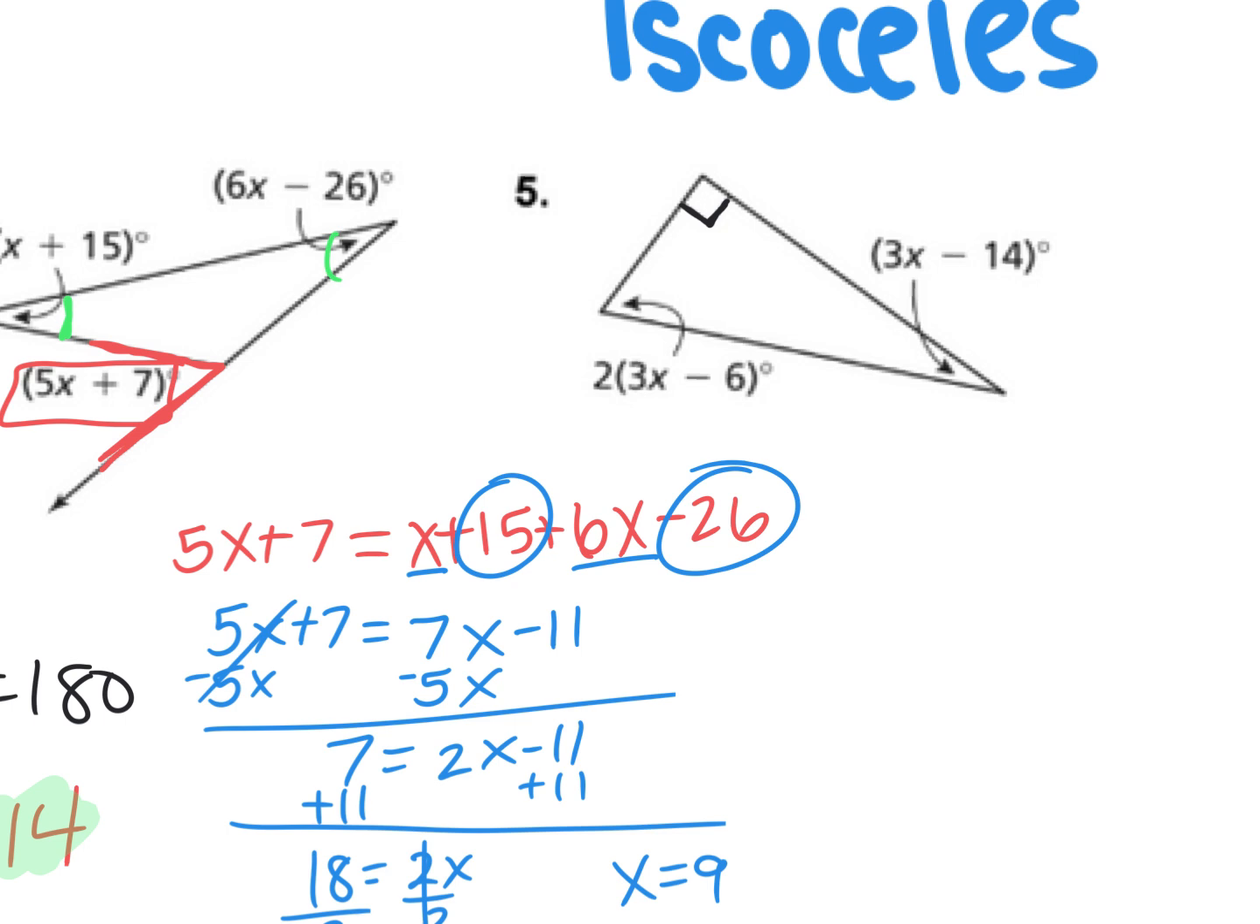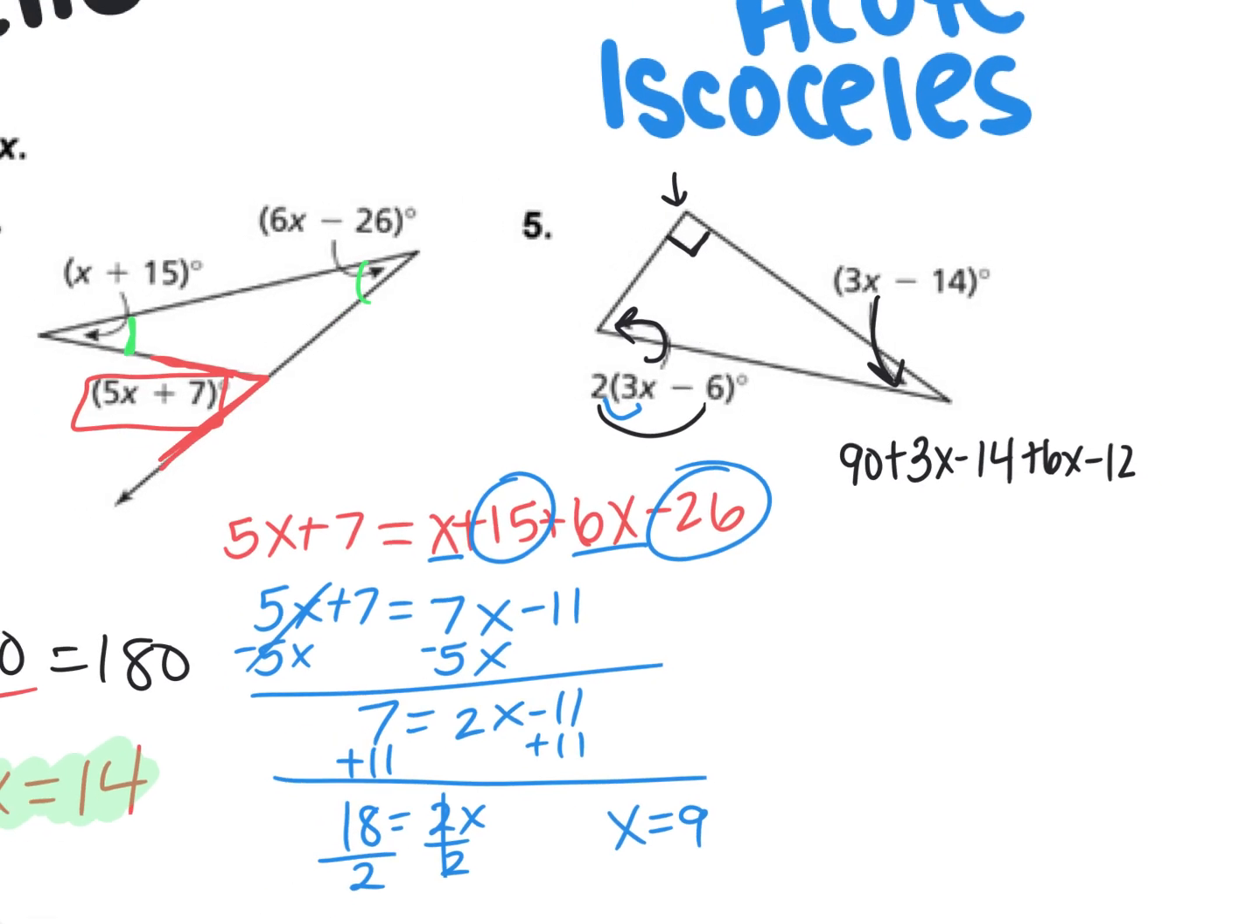So my equation, I would say, okay, well, this angle, which I know is 90, plus this angle right here, which they're telling me is 3x minus 14, plus this angle right here. What do we do with this expression? That's called the distributive property, right? So 2 times 3x is 6x, plus 6x, and then 2 times negative 6 is negative 12. And doesn't all of that have to equal 180 because it's a triangle, and the three angle measurements of a triangle add up to 180, right? And then we would solve for x. I'm not going to solve for x, but that's how you would do it.